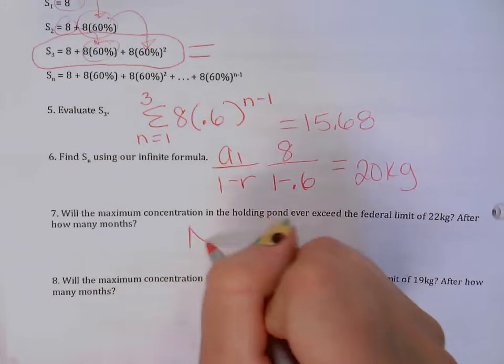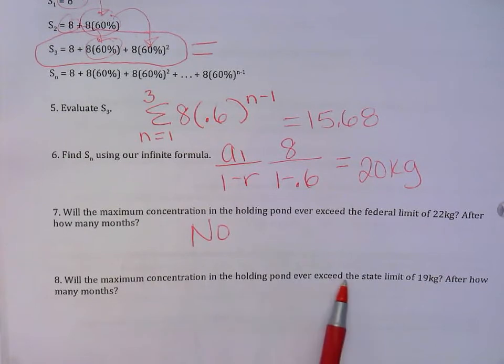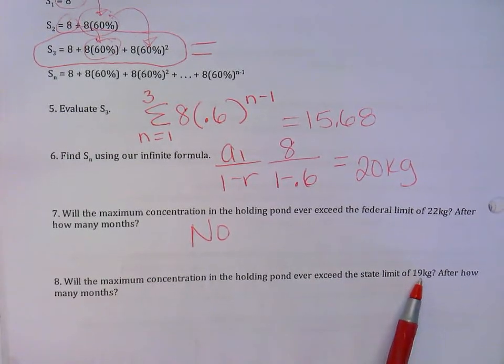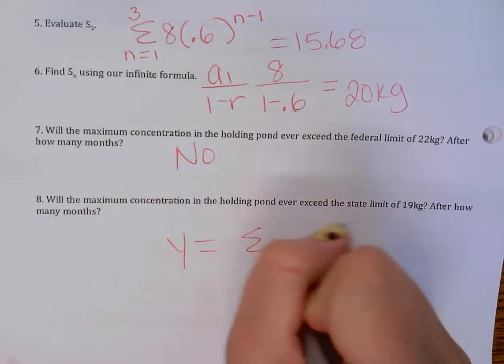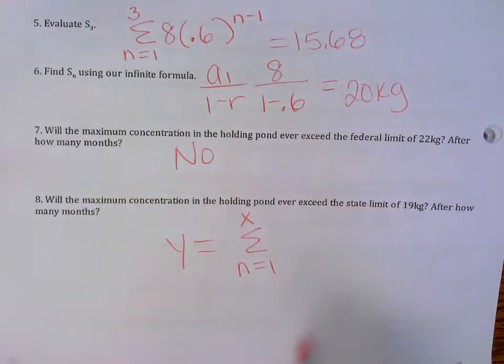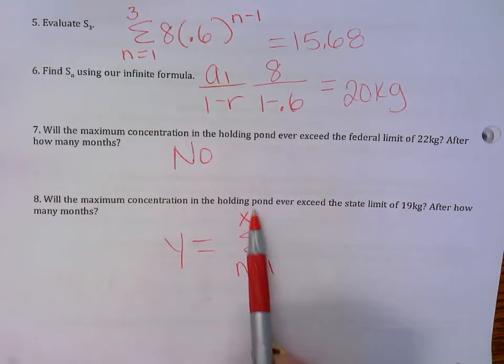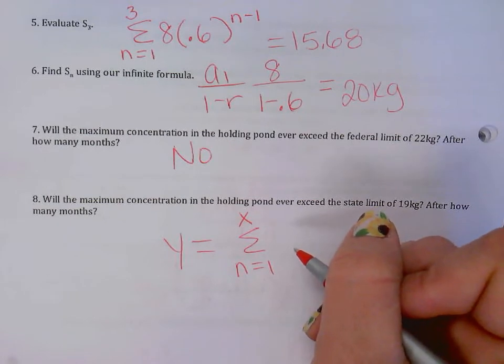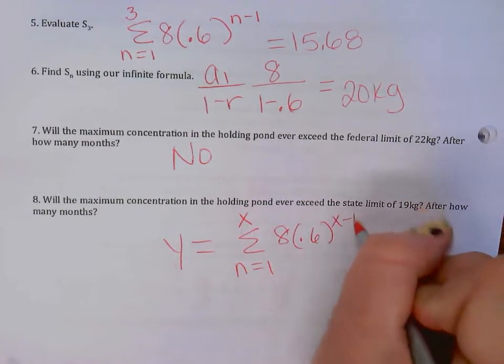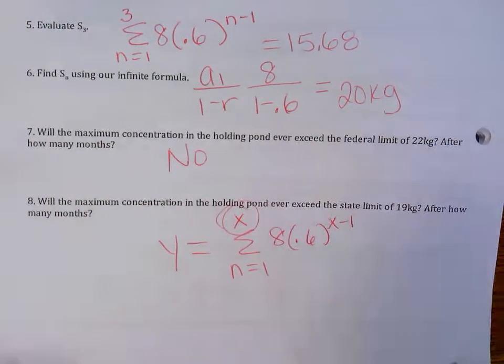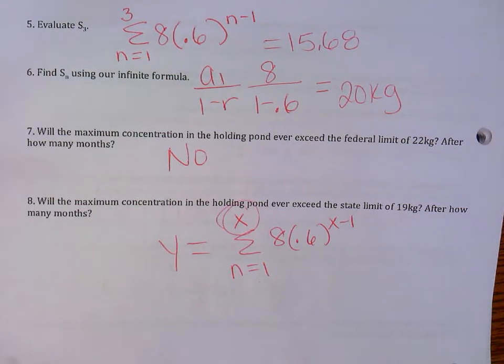So no. And then it says, will the maximum ever exceed the state limit of 19 kilograms? And then after how many months will that take place? What I would do is I would put the summation in your y equals menu so that you can just adjust the months in the table. To me, that's easier than guessing and checking. 4 months, 5 months, 6 months. So you just do 8 times the 0.6 to the n minus 1. So if you put x up top, when you get to your table, it'll tell you the number of months that it's gone. So you just go to the y equals and you type the summation into your y equals instead of here.